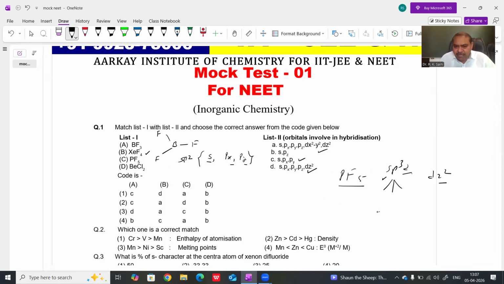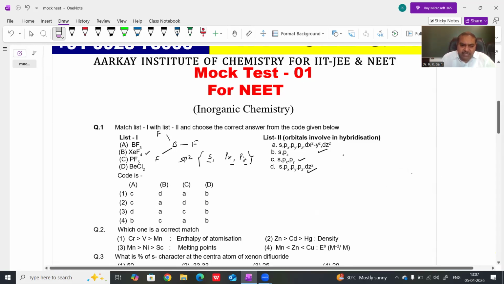And in case of BeCl2, it has sp hybridization, which means one s and one p, namely the pz orbital, because the z axis is generally taken as the molecular axis. Therefore, the pz orbital is involved, and it makes two hybrid orbitals arranged 180 degrees to each other. Therefore, question first is related to hybridization state, and we select the matching option.